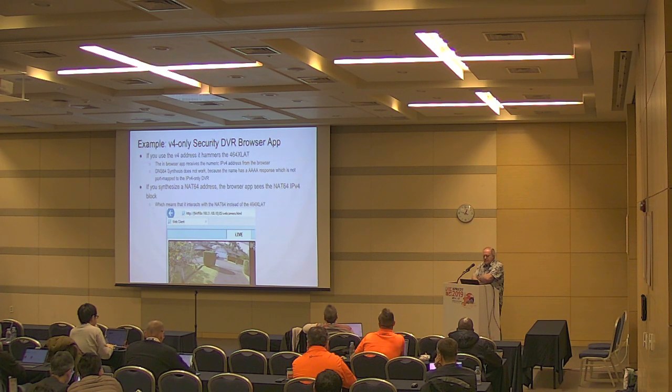But interestingly enough, if you synthesize a NAT64 address, the browser app sees the NAT64 IPv4 block, which means it interacts with the NAT64 and without the 464XLAT, and things start working. So there's often a way to paste things together, and it's just you're going to break things with your CGNAT, or you're going to break things with this, and there are ways to follow up and get good at plugging holes.